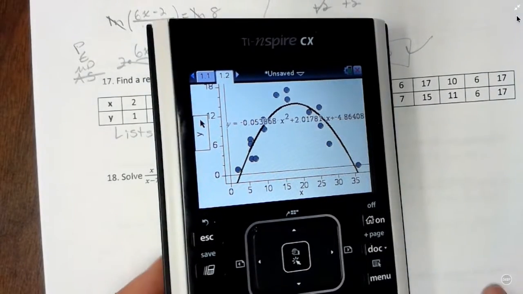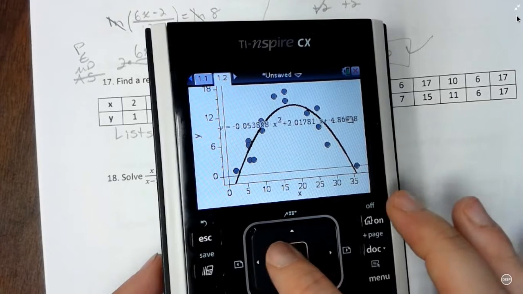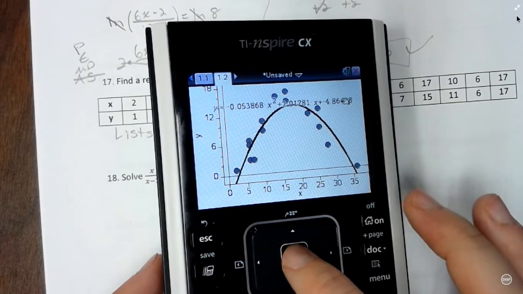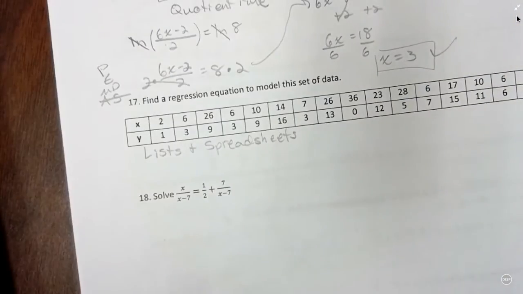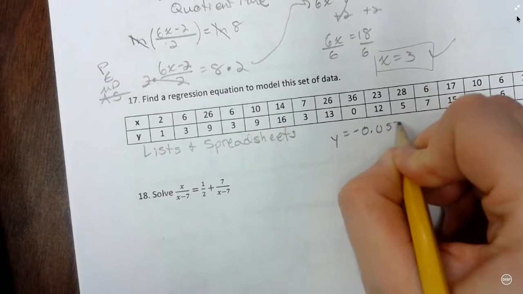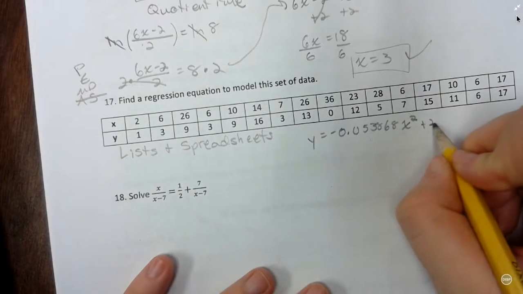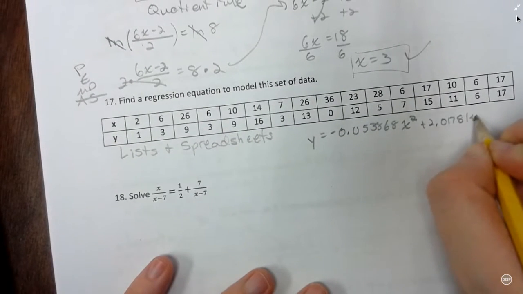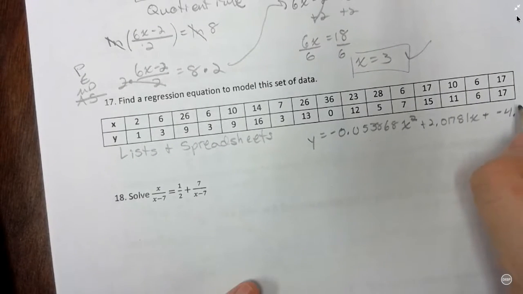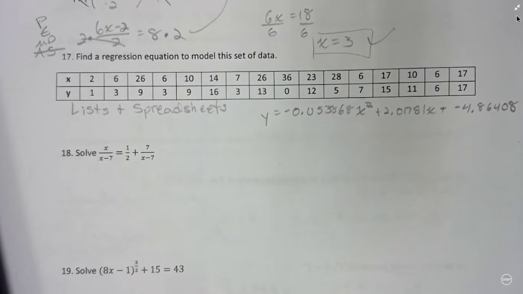And then write down your equation. And sometimes you will have to scoot it over. Now this is going to be a multiple choice question, but still want to make sure you scoot it over so you see the whole number. There's your long equation. Yay.